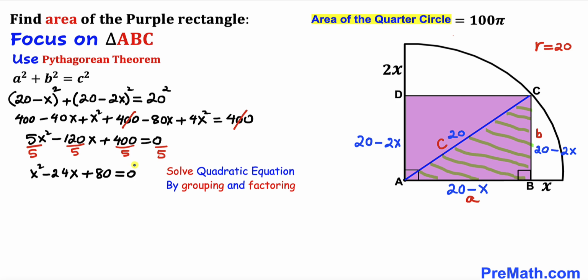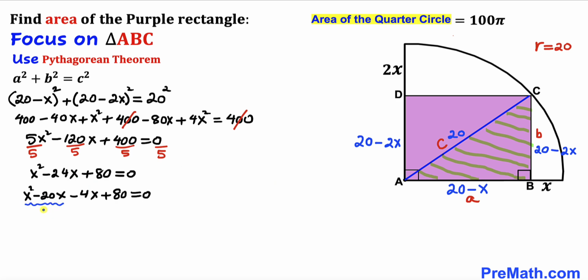And now we can see that this is our quadratic equation, and we are going to solve it by grouping and factoring. So therefore I'm going to tweak this middle term. Negative 24x could be written as negative 20x minus 4x. And now we can see over here for the first two terms, x is in common, and here negative 4 is common between these last two terms. So therefore I'm going to factor out x. So we got x times (x minus 20), and here negative 4 is in common, so we got negative 4 times (x minus 20) as well, equal to 0.